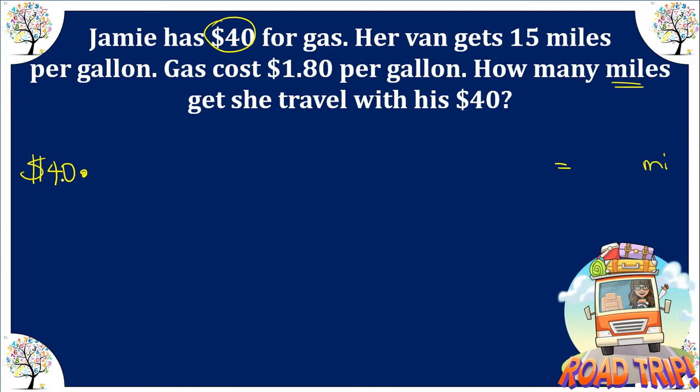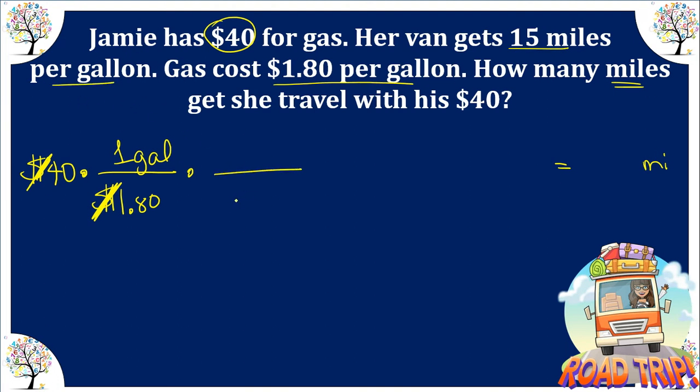So we want to cancel out money. Let's start with this conversion factor. The $1.80 goes in the denominator, and $1.80 equals 1 gallon of gas. So you can get 1 gallon for $1.80. I want to cancel out my money. We're going to miles, remember? Then my next conversion factor, we have 15 miles per gallon. So we want gallons in the denominator. So 15 miles, and it takes 1 gallon of gas to get 15 miles. Okay, so now I've reached the unit I desire.